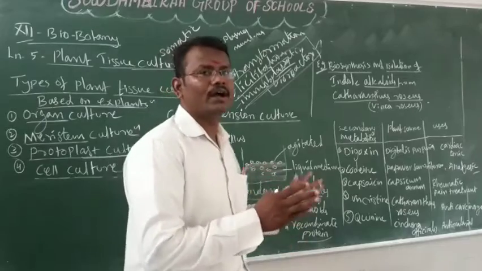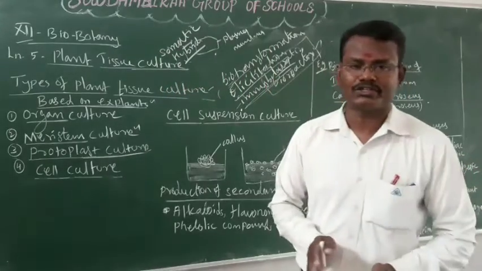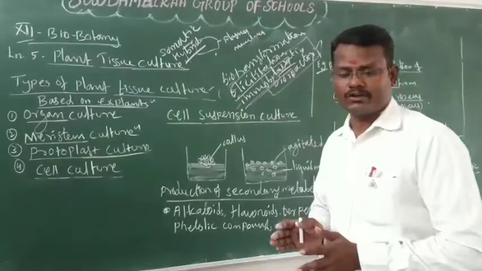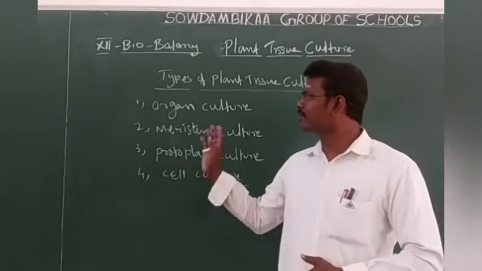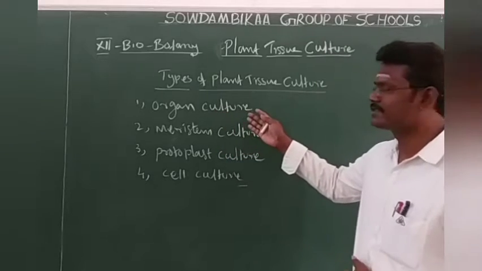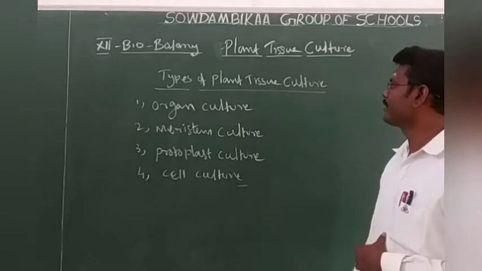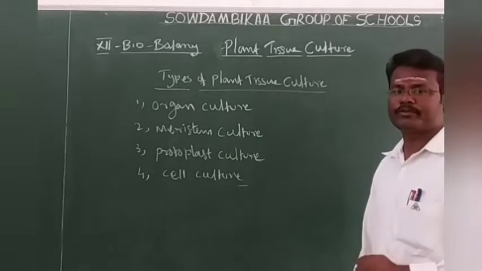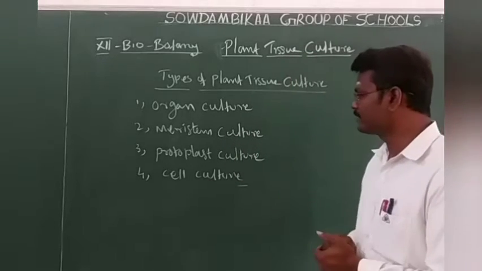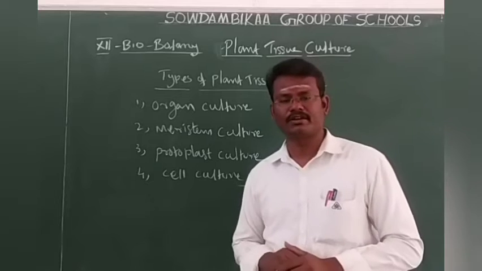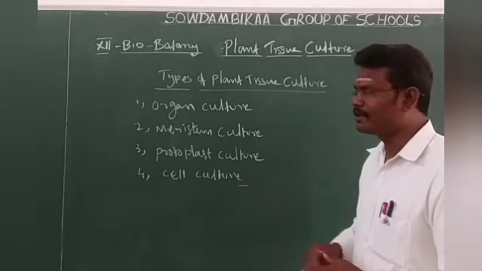Next, we move to regeneration of the plant. Recall the types of plant culture we have just seen. The four types are organ culture, meristem culture, protoplast culture and cell culture. We have just discussed them.